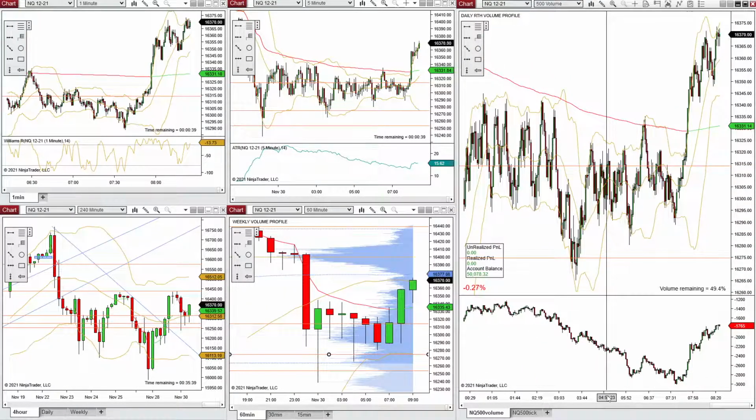Particularly, I found when I first got funded, the first couple days of trading a funded account is pretty stressful. You don't want to lose it, so you trade irrationally sometimes. So it's just good to kind of take it easy.